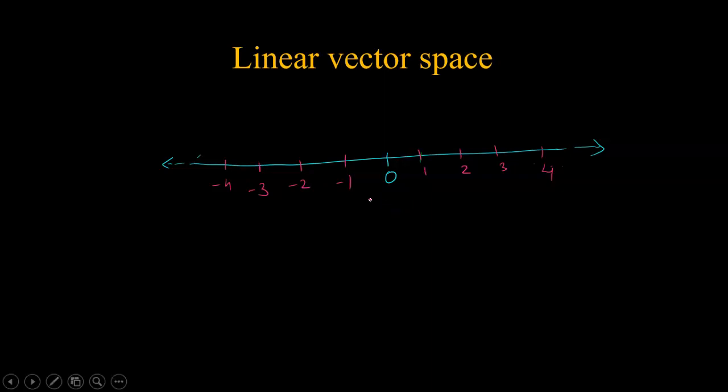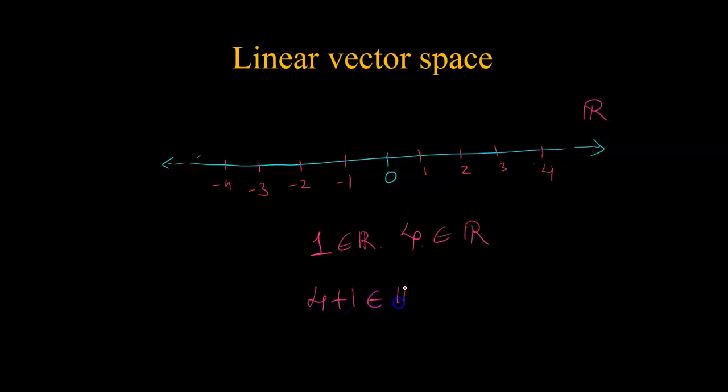So the first was that their sum must be in the same vector space. Let's take any two numbers. Let's say 1, and the other number I will take is 4. So do they belong to this number line? Let's say this is R. Yes, 1 belongs to R and 4 also belongs to R. Then 4 plus 1 must belong to R. Is 4 plus 1, which is 5, in R? Yes, of course it is in R. So it is part of this real number line.